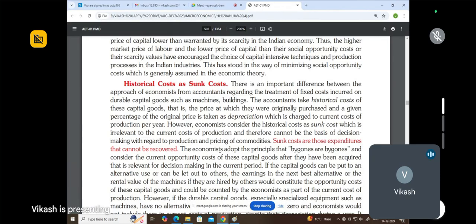Now take an example. Regarding the treatment of fixed cost incurred on durable capital goods such as machines and buildings, the accountant takes the historical cost of these capital goods, that is the price at which they were originally purchased, and a given percentage of the original price is taken as depreciation, which is charged to the current cost of production per year. However, economists consider the historical cost as a sunk cost, which is irrelevant to the current cost of production and therefore cannot be the basis of decision making with regard to production and pricing of a commodity.